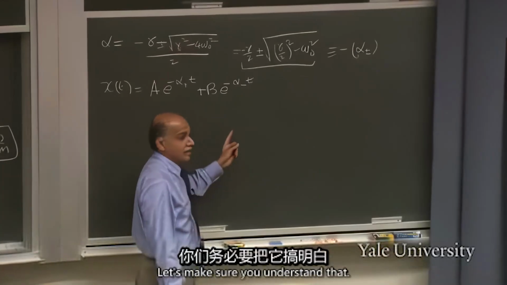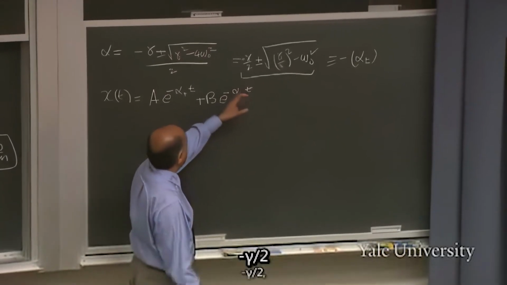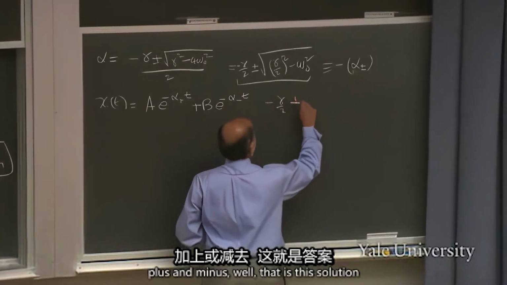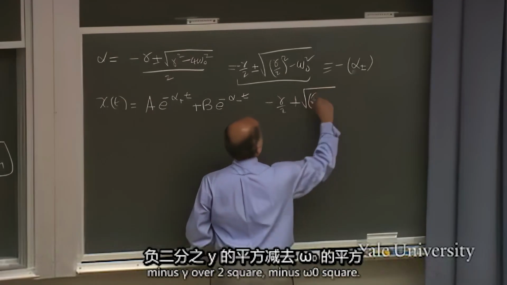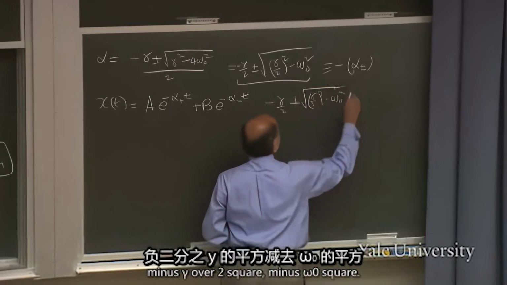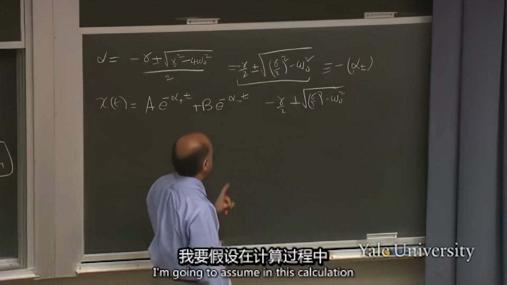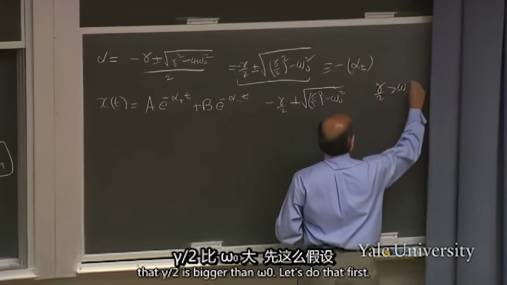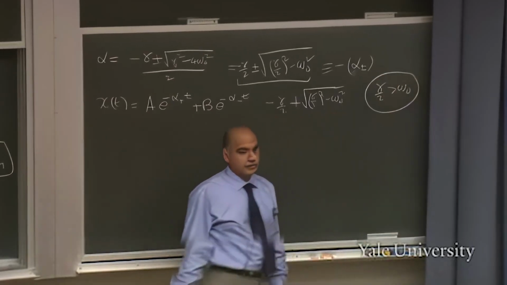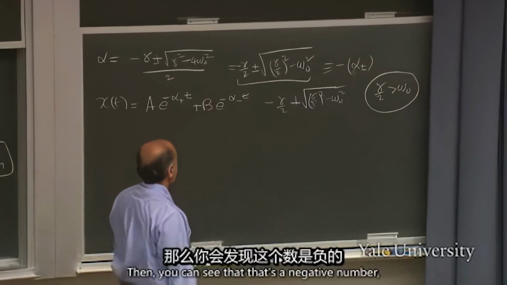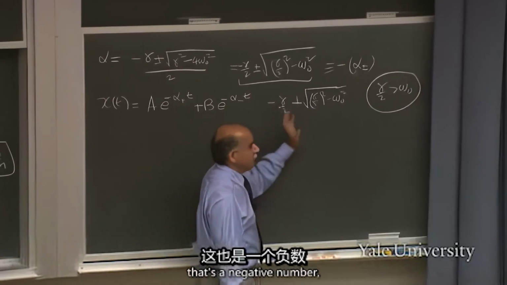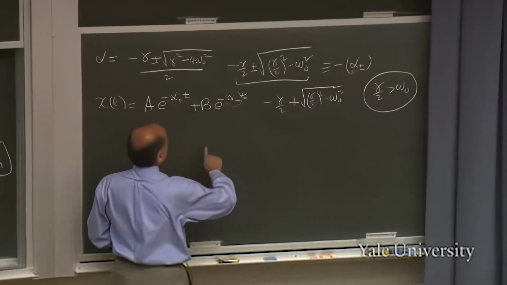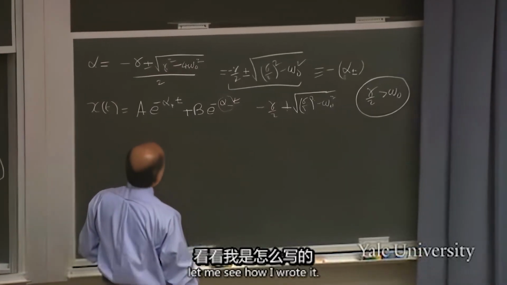Let's make sure you understand that. Look at these two roots, minus gamma over 2 plus and minus the square root of gamma over 2 squared minus omega naught squared. I'm going to assume in this calculation that gamma over 2 is bigger than omega naught. Let's do that first. Then you can see that that's a negative number, that's a negative number, the whole thing is negative. So alpha minus is definitely, let me see how I wrote it.